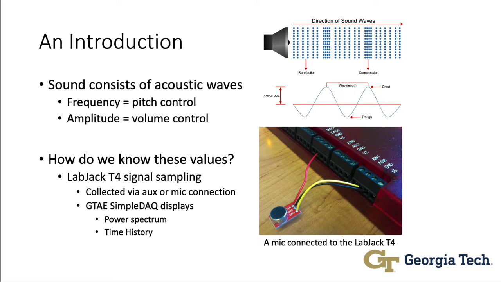And so how were we collecting these values? We used a DAC called the LabJack T4, which does signal sampling, which measures real-world physical conditions and converts them into digital values that we could observe on our simple DAC displays that displayed the power spectrum and time history. The power spectrum showed us frequency and time history showed us amplitude, and we could collect our data via aux or mic connection to the DAC.